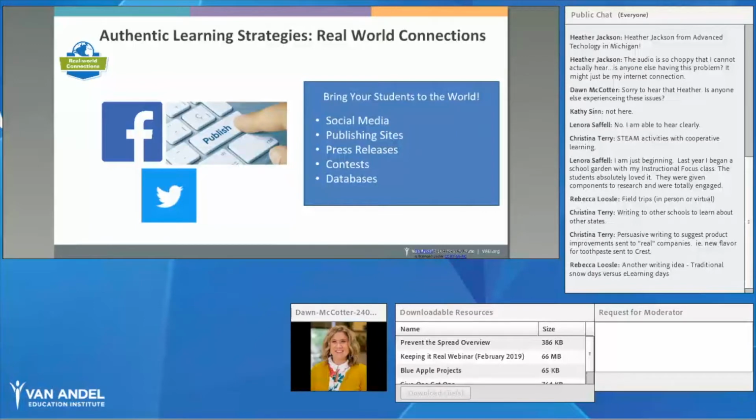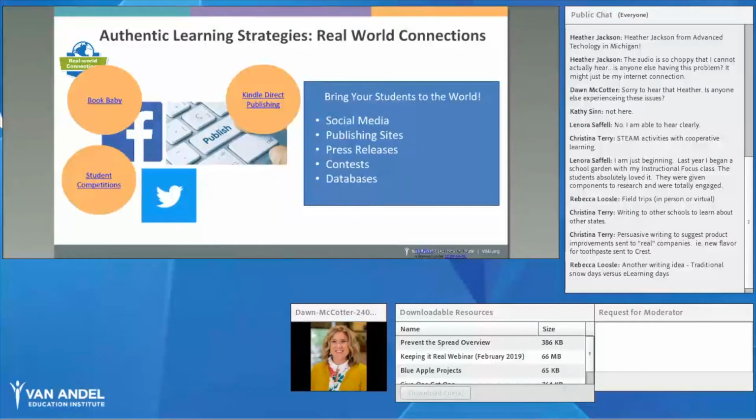But if the students are creating something, let's say, like a book, you can look at publishing sites. Here are some great examples: Book Baby, Kindle Direct Publishing. Maybe you want to share with your local media and create a press release to do that. Maybe there is a contest or a competition related to the project your students are doing that the students can join in, so there's a link there for a list of student competitions. And lastly, I wanted to share that databases are a good place to bring your students to the world.